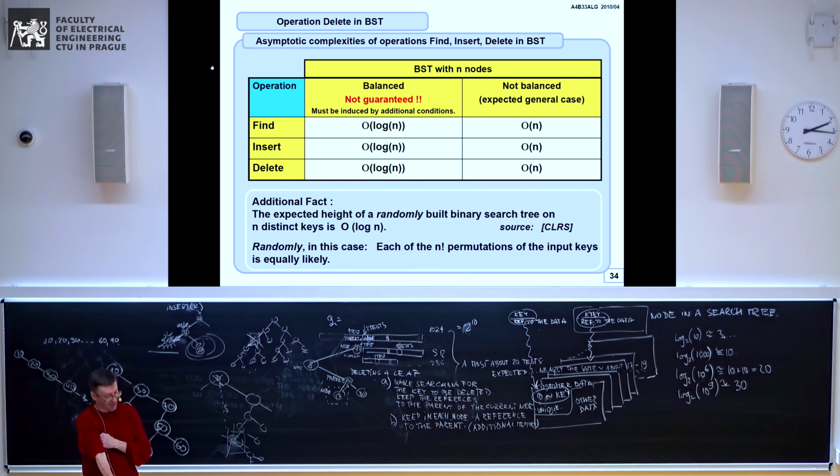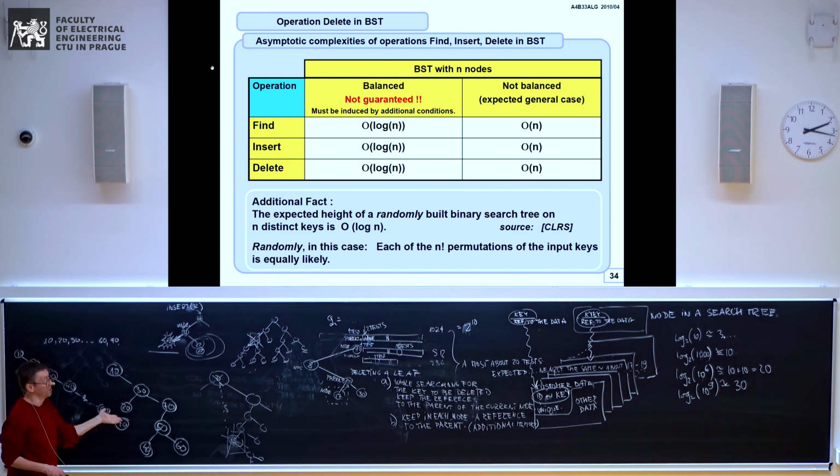So the conclusion says that typically our tree is not balanced. And in that case, all operations, in the worst case, have to go to the very bottom of the tree, and there might be up to n steps, up to n nodes you have to go through. So your complexity is big.